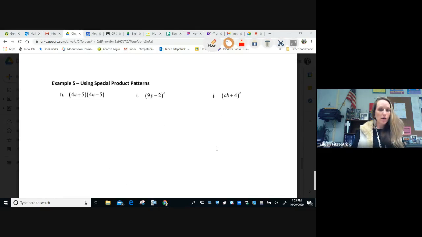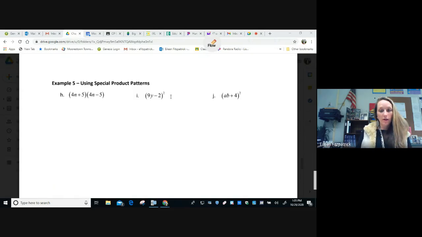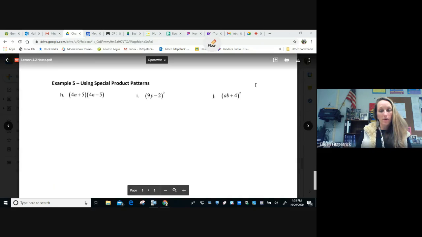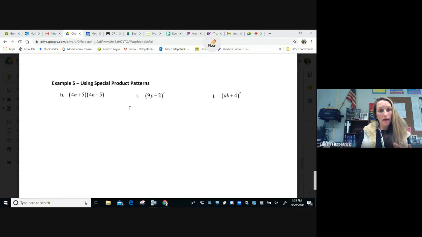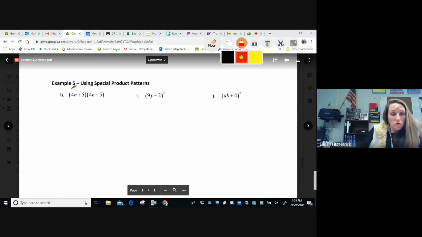Using special product patterns. All right, for this, we are going to FOIL the first one. Second one, we're going to write it out in FOIL. And third one, we're going to write out in FOIL. If you want to multiply using the patterns and the tricks, you are welcome to. However, I know students generally don't memorize those, so I want to do them the way I know most students would. So the first one, we're going to FOIL.